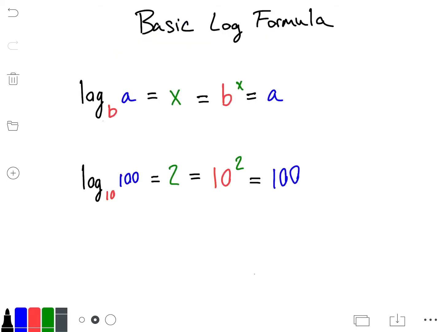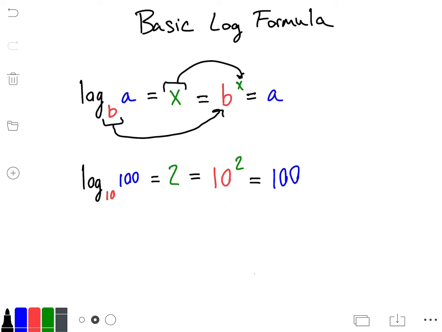So here we have our basic log formula. As you see, we have log base b of a is equal to x. In other words, when we're using a log function, we're actually trying to solve for the exponent. So you can see we can rewrite this: our base will be b, our exponent will be x in this case, and then a will be what we're solving for.